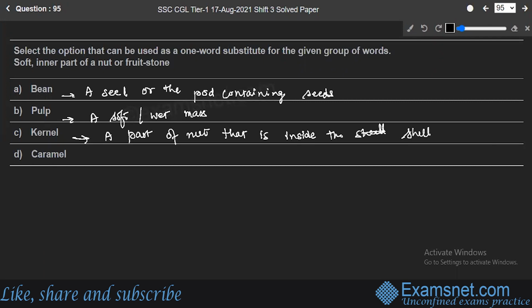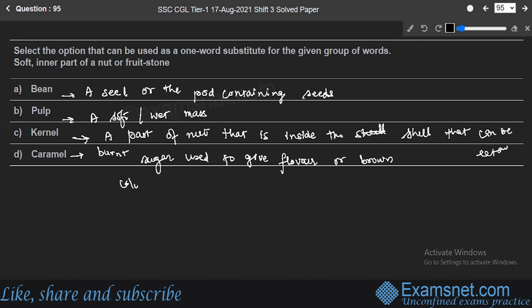And that can be eaten, of course. Caramel is burnt sugar used to give flavor or brown color to food. So for the soft inner part of the nut or the fruit stone, the correct answer is option C, kernel. Hope you're clear with this, right? Let's move to the next question, number 96.